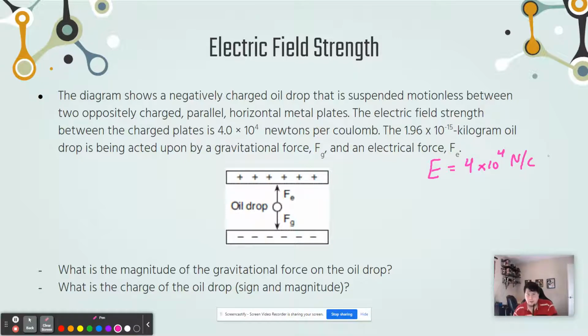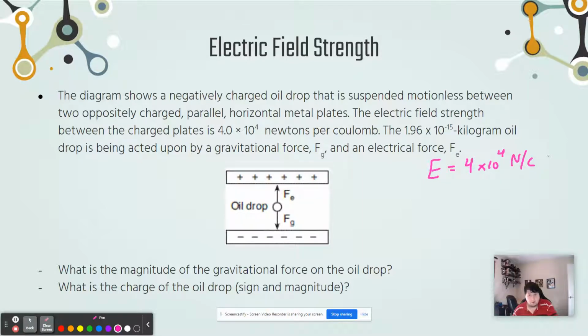It then tells me that the mass of the drop is 1.96 times 10 to the negative 15 kilograms. It's being acted upon by a gravitational force and an electrical force. It first just asks me, what's the magnitude of the gravitational force on the oil drop? Okay, this is a blast from the past. We've not talked much about gravitational forces in this class, but I know an equation for the force of gravity.